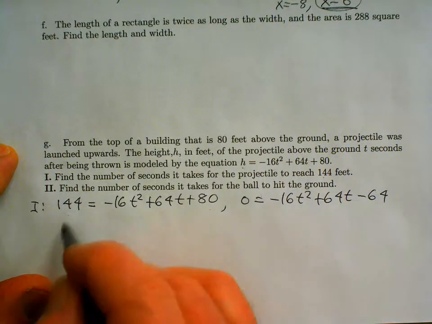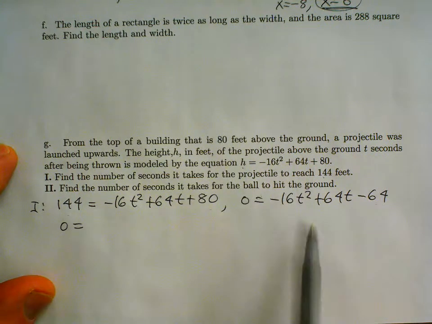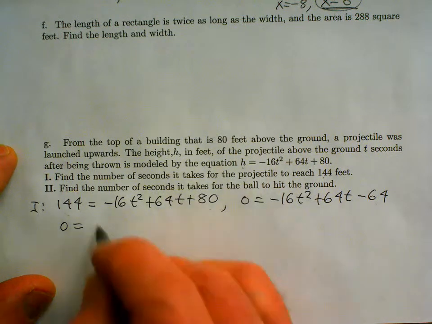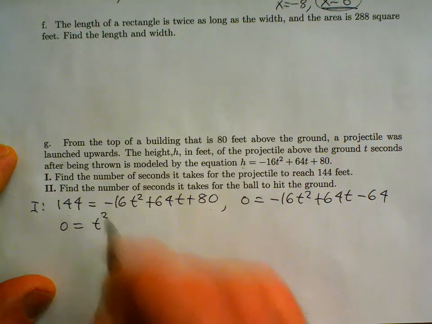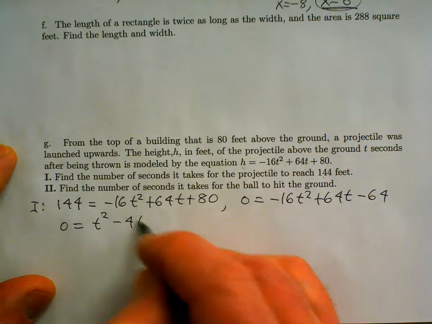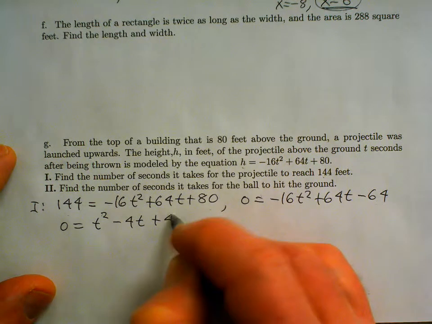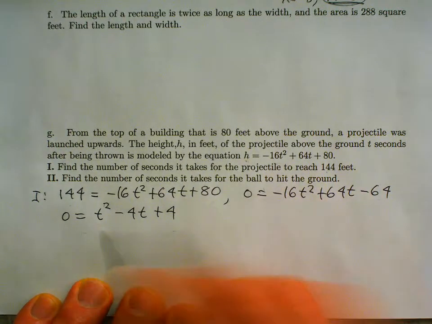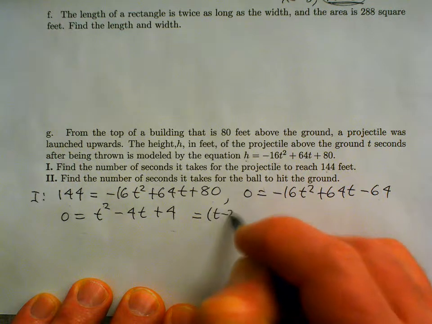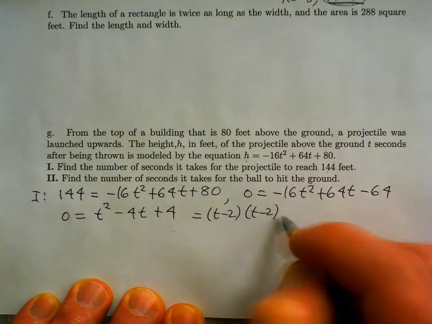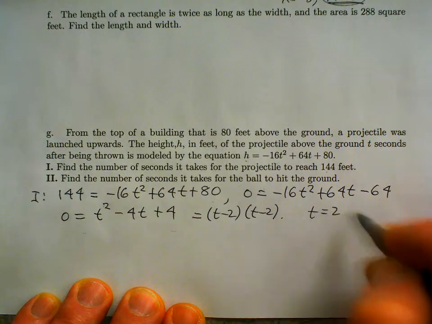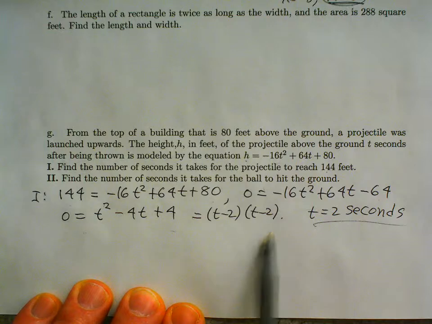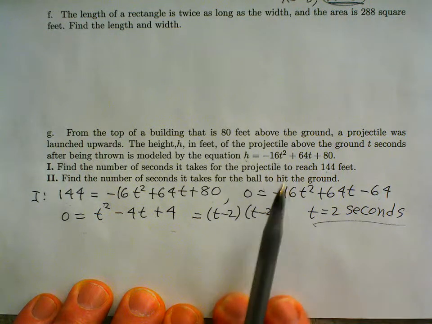So 0 divided by negative 16 is 0. And then when we divide every term on the right-hand side by negative 16, we'll get t squared minus 4t plus 4. And this is a perfect square trinomial. The two factors are t minus 2 and t minus 2. So t equals 2 seconds is how long it takes for the projectile to reach 144 feet.